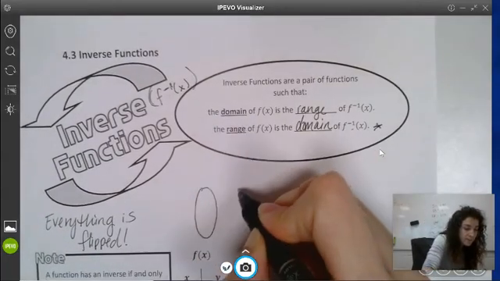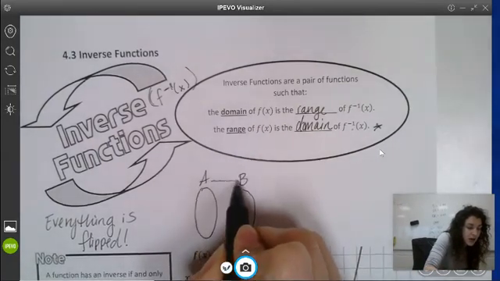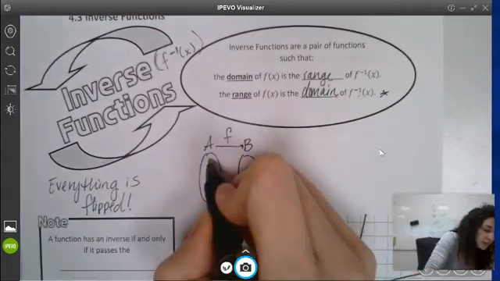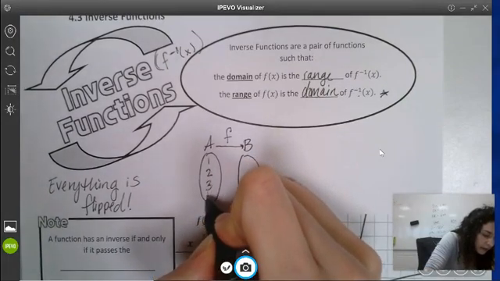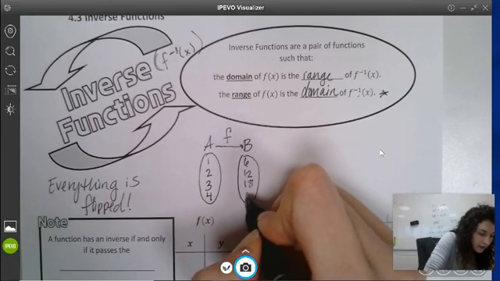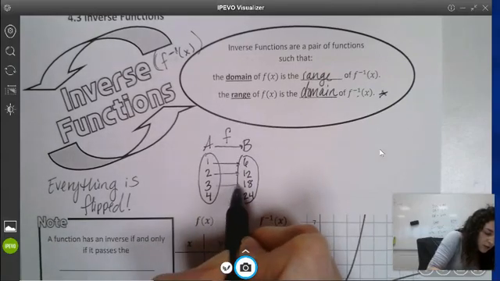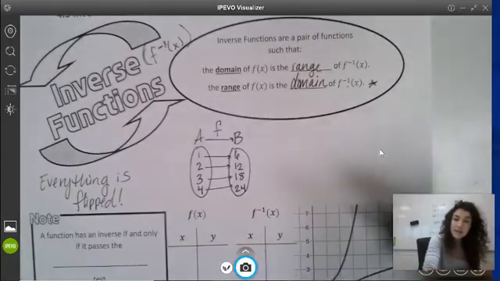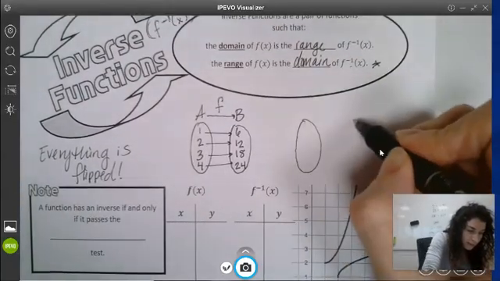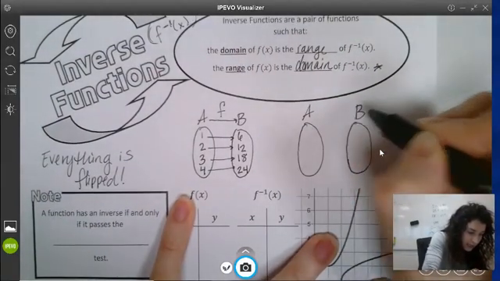If I were to draw a mapping diagram where this is A and this is B, and they are brought from one to the other by the function f. I did 1, 2, 3, 4, and then 6, 12, 18, 24. And I would say, okay, 1 goes to 6, 2 goes to 12, 3 goes to 18, 4 goes to 24. If I were to then talk about the inverse, I could even, with a new mapping diagram, have A and B.